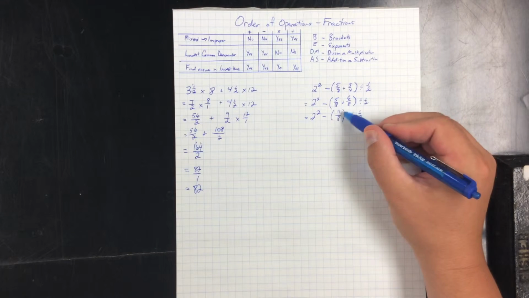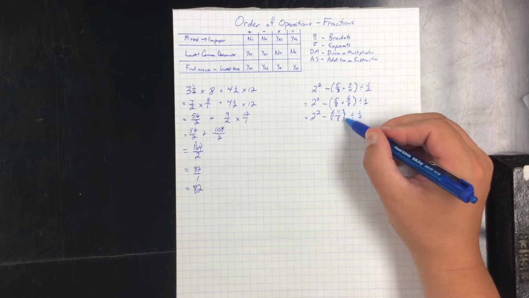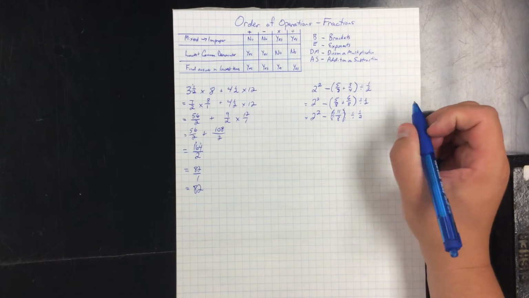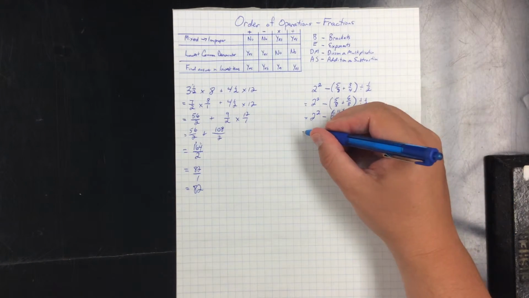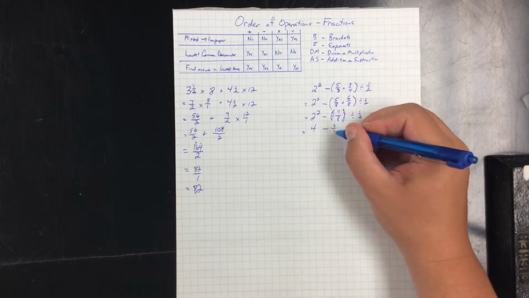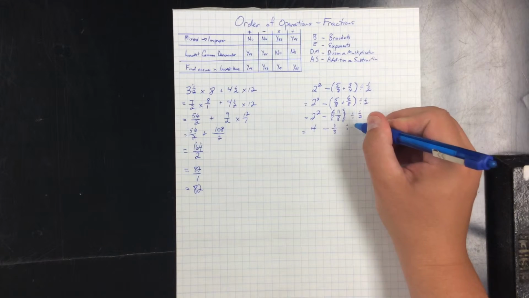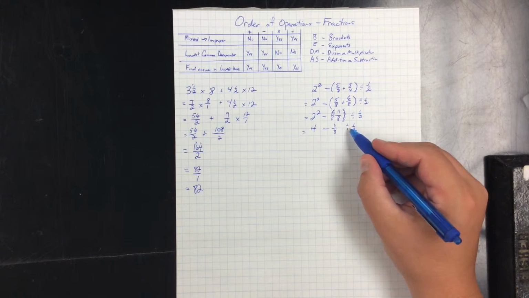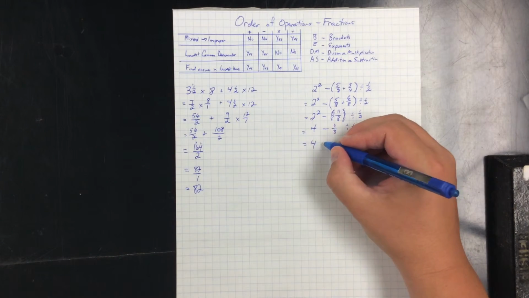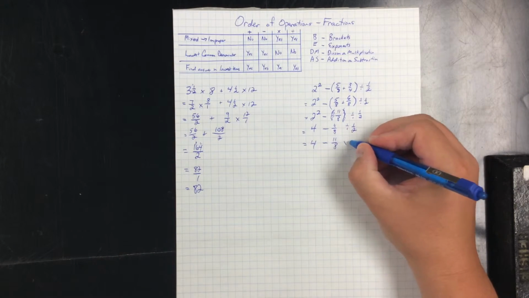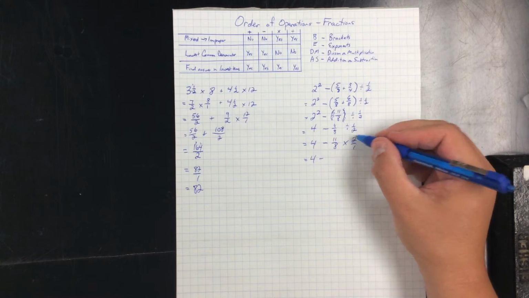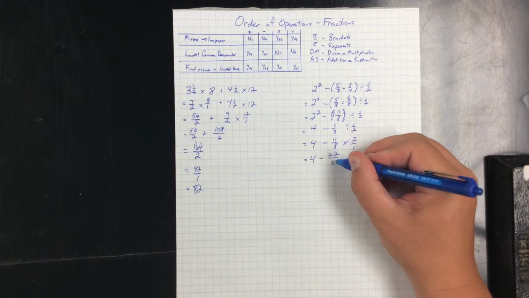Now there's no more operations inside the brackets, so I can get rid of those brackets. I don't need them anymore. They were just there to tell me to do the addition first. So let's do the exponent. It's 4. Subtract 11/8 divided by 1/2. Subtraction and division, so let's do the division next. It's going to be 4 subtract 11 over 8 multiplied by 2 over 1. So we get 4 subtract 22 over 8.